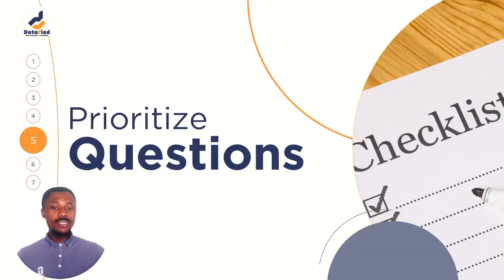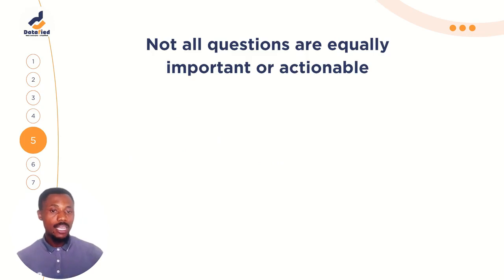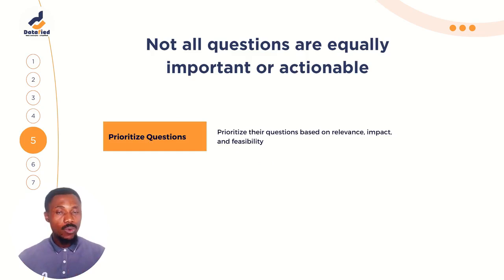Then you prioritize your questions. So you may have 10 questions, 20, 15 questions, 5 questions. You have to prioritize them. In what order do you want to get them answered? So not all questions are equally important or actionable. You have to prioritize your questions.